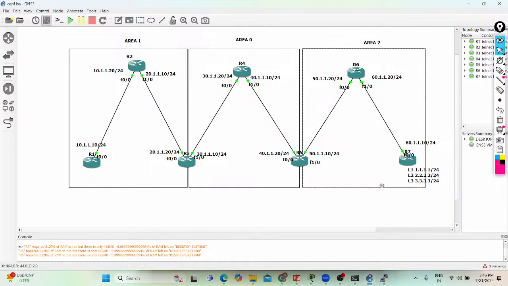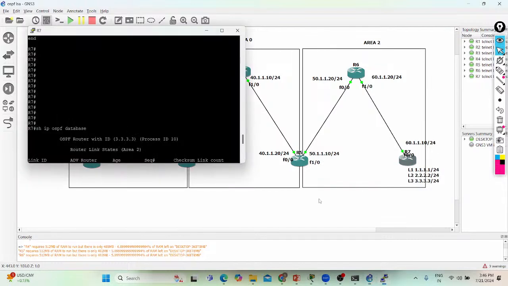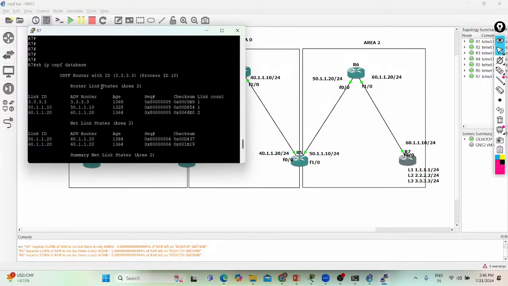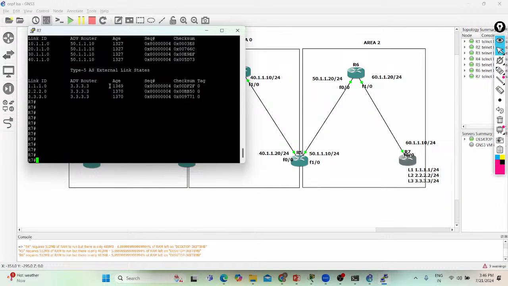This R7 is an ASBR router, so it will generate the LSA5 information. If you see over here, the type 5 external LSA has been generated by 3.3.3.3, which is the router ID of this particular router only. Whereas it is not generating LSA4. LSA4 is only generated by the ABR routers to its area where the ASBR is not present.